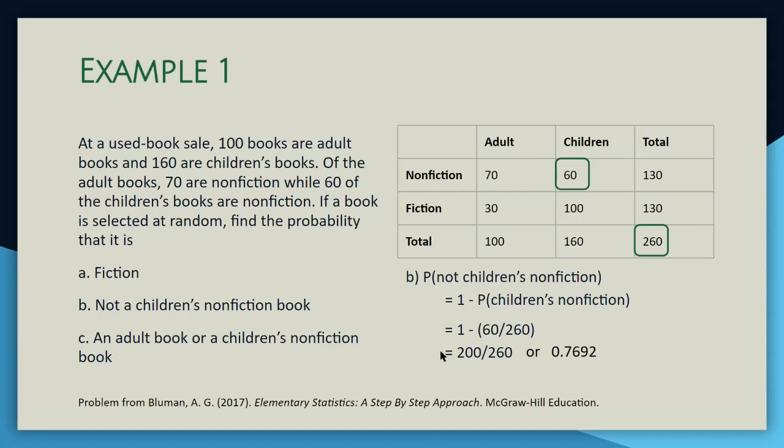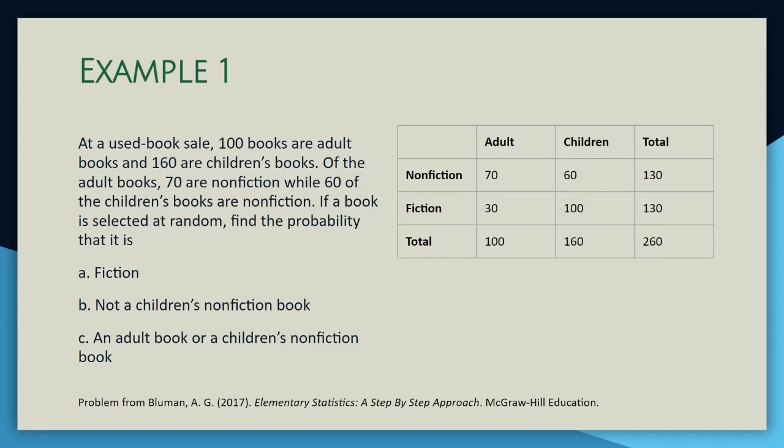Remember that if you can't do fractions in your head, or you struggle with them in general, that's okay. Fractions are hard. It is okay to go directly from the 1 minus 60 over 260 statement to a decimal answer by using your calculator. You are not required to do that fraction subtraction. You can go straight from this statement to a decimal answer.